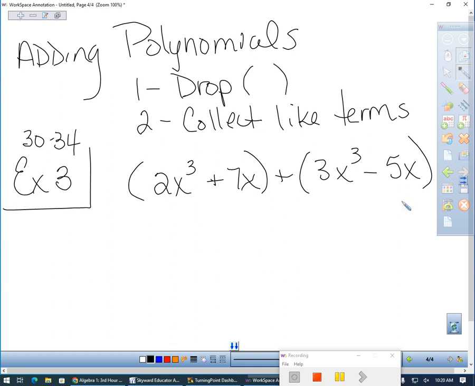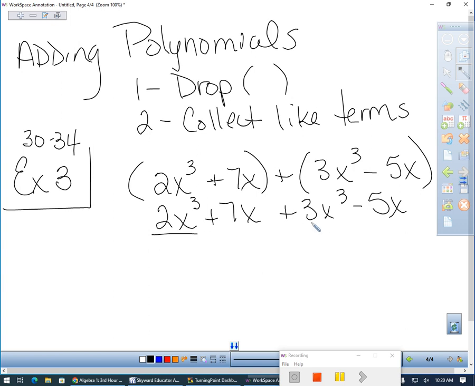So step 1, since it's addition in the middle, we are adding them. We drop the parentheses. So these are going to be gone. So I'm going to rewrite this as 2x to the third plus 7x plus 3x to the third minus 5x. So when you write it down on your paper, you can automatically drop those parentheses, right? Now we're going to collect like terms. What two terms do you want to start with collecting first?